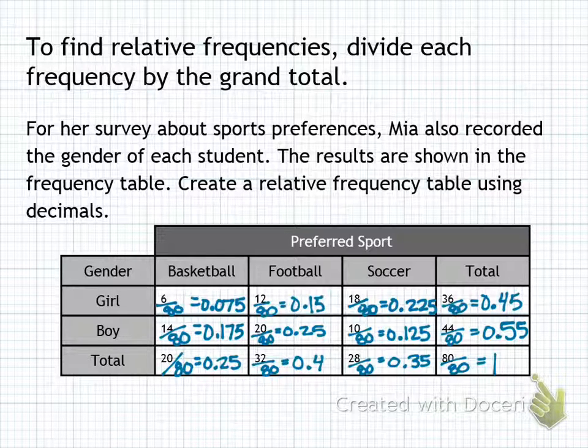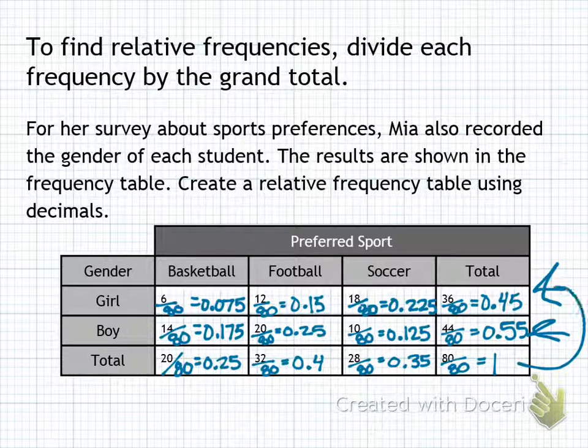Alright, and for the totals, when I do 36 over 80, I get 0.45. I could also check that by adding the total of the girls in each of these categories. And then for the 0.55, I could do 44 divided by 80. I could add these, or I could do 1 minus 0.45 to get the 0.55 here. Okay.